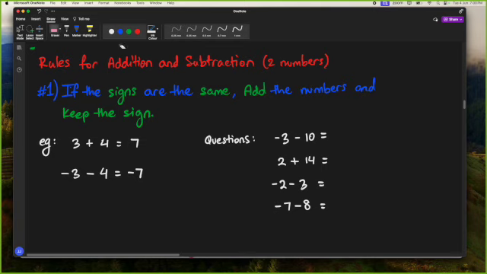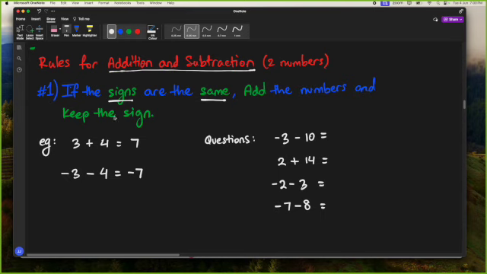And you must know these rules. There's about 4 of them. So you can see we're starting with the rules for addition and subtraction. This is when you're dealing with 2 numbers or groups of 2 numbers. You take a look at the signs. Rule number 1, if the signs are the same, just know these rules and you'll be good to go.